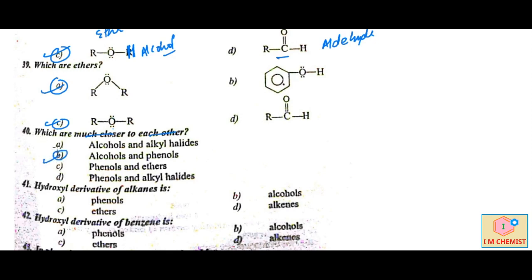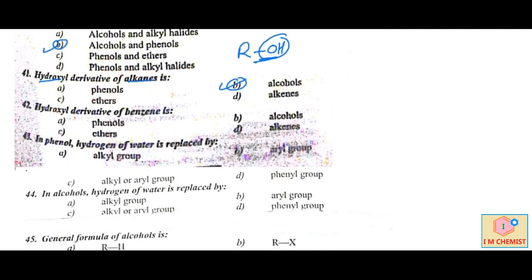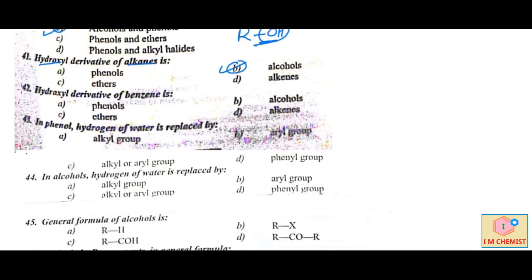Alcohols and phenols are much closer to each other in their properties. Hydroxyl derivative of alkanes. If you have an alkyl group that is attached with OH, this is a hydroxyl derivative of alkane, hence it would be alcohol. So option number B would be correct. And then hydroxyl derivative of benzene. If you have a benzene ring and it is attached with a hydroxyl group, so this would be phenol. So option number A is correct. In phenol, hydrogen of water is replaced by what? In case of phenol, this is the benzene ring.